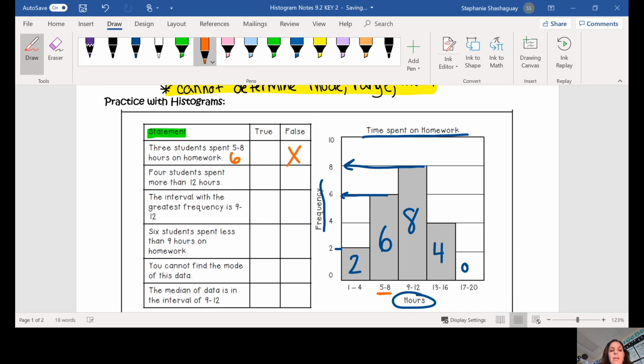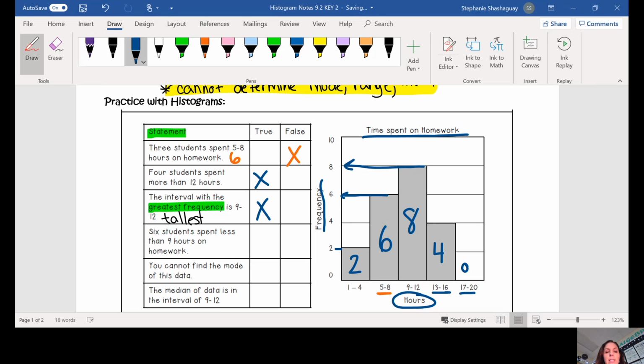4 students spent more than 12 hours on their homework. We're going to look not including 12, but more than 12. So that's the 13 to 16 interval and the 17 to 20 interval. And yes, there are 4 students listed there, so that is true. The interval with the greatest frequency is 9 to 12. The greatest frequency just means the tallest, right? Which one is the tallest? That is 9 to 12, so that is true.